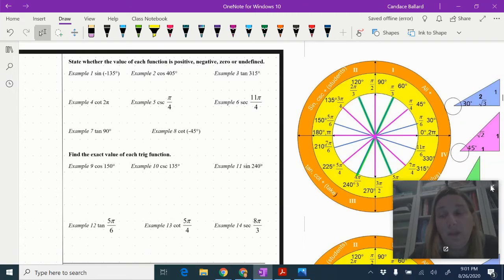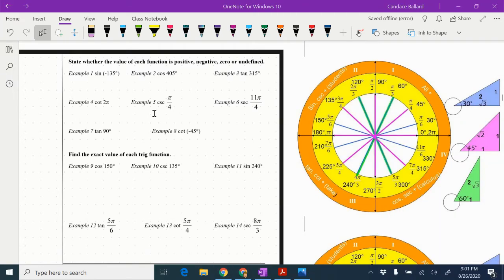So I'm going to go ahead and turn the webcam off on this one so we can see the whole screen. In this part of the video, we're going to do examples 1 to 8, and we're just going to learn about how to determine if a function is positive, negative, 0, or undefined based on the circle that we built. If you didn't have a circle, I did put an extra circle out there just in case, so you can at least look at it to refer to it during the lesson.